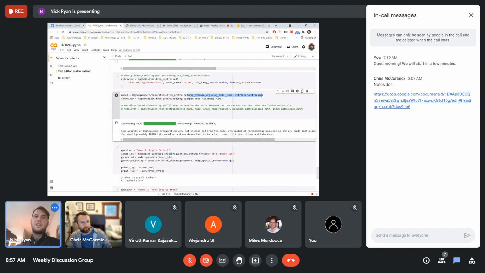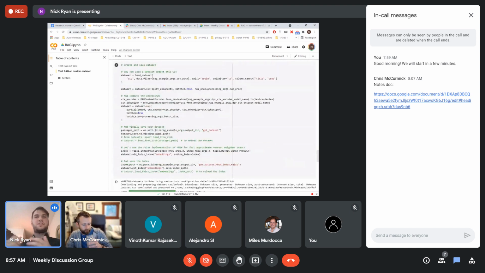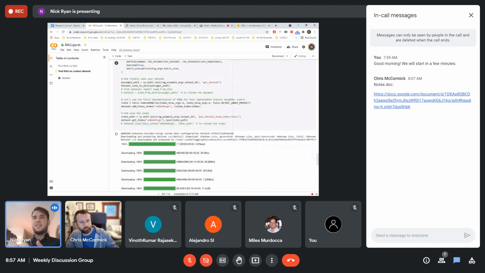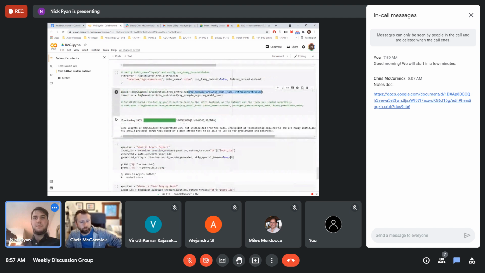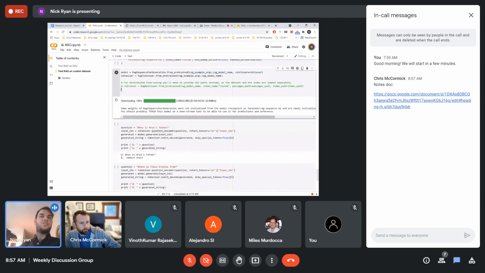Mm-hmm. Yeah. And all of this code is really just to take your data set and convert it into a FAISS index, just an easy to compute vector space, and then use that to try and find the most relevant documents to feed to your generator to answer questions. So this is really all the sample code, and yeah, I'll clean this up a little bit so it's very clear where exactly you need to put in your custom data set to get this to run.